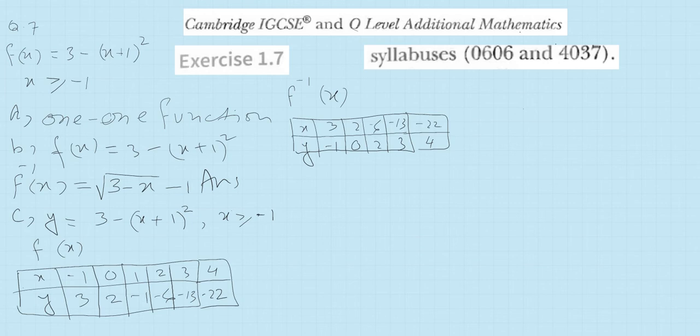Now the next step is to plot these two tables on the same axis. This is the requirement of the question. The maximum value of x in both the tables is 6 and the minimum value is minus 22. Similarly, the maximum value of x in this is 3 and the minimum value is minus 22. Similarly, the maximum value of y is 3 and the minimum value is minus 22. In the light of this, we have to draw our lines.